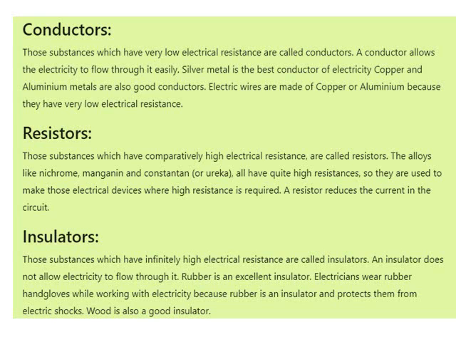Then finally we will see about insulators. Those substances which have infinitely high electrical resistance are called insulators. An insulator does not allow electricity to flow through it. Rubber is an excellent insulator. Electricians wear rubber hand gloves while working with electricity because rubber is an insulator and protects them from electric shock. Wood is also a very good insulator.